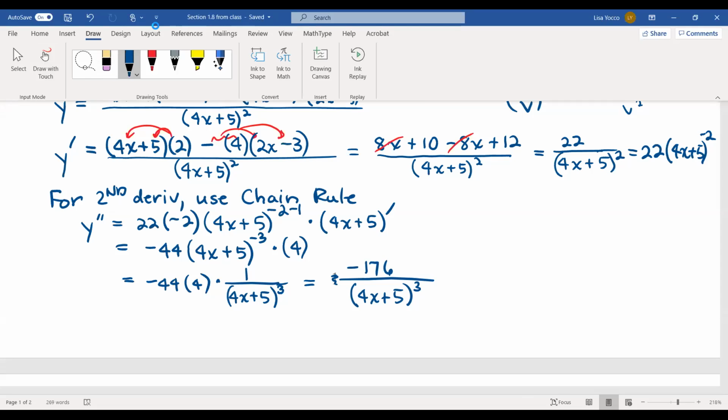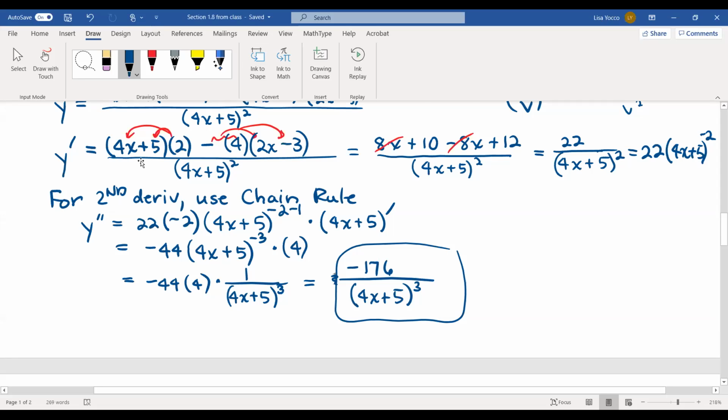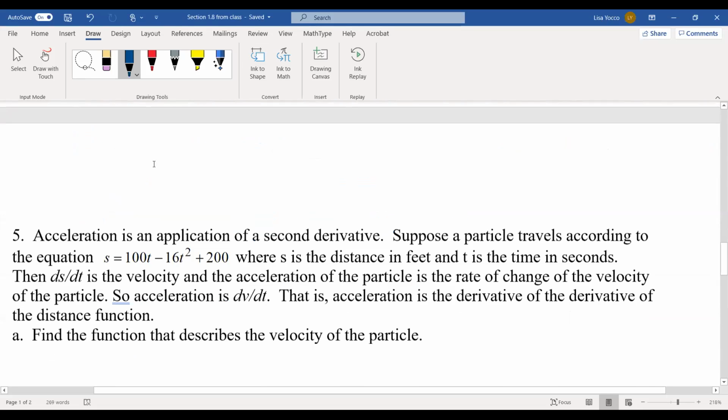All right, so any questions on that? Like I said, with polynomials, it's not difficult. With square root functions or rational functions, it's more complicated because those functions themselves are more complicated. All right, let's see what's next.